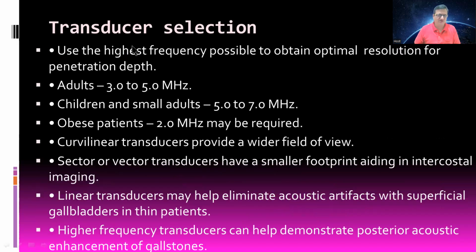Transducer selection for adult. You have to use the highest frequency possible to obtain the optimal resolution and penetration depth. So for adult, a 3 to 5 megahertz transducer is needed, and for small adult or children 5 to 7 megahertz, that is, high frequency is needed. For the obese patient, low frequency, that is 2 megahertz, may be required. So a wide field of vision curvilinear transducer is used, and sector and vector transducers may have a small footprint, which may be helpful in case of intercostal imaging.